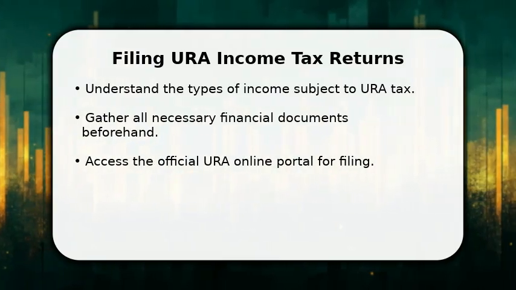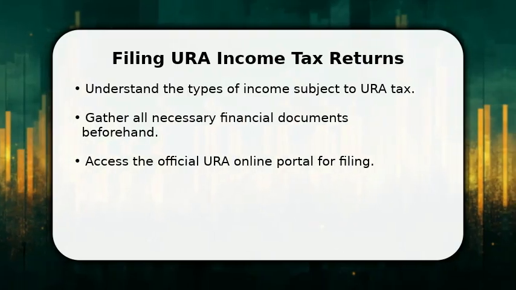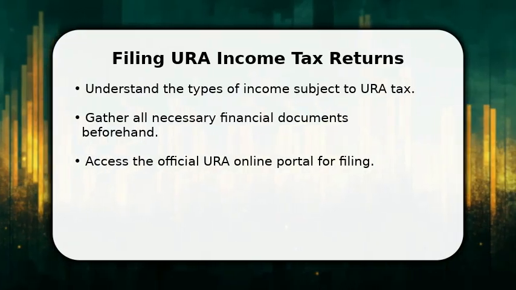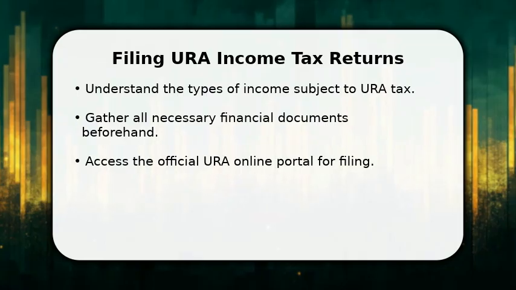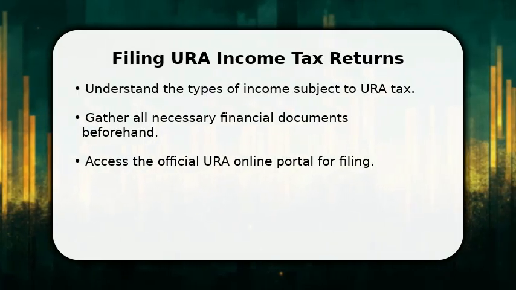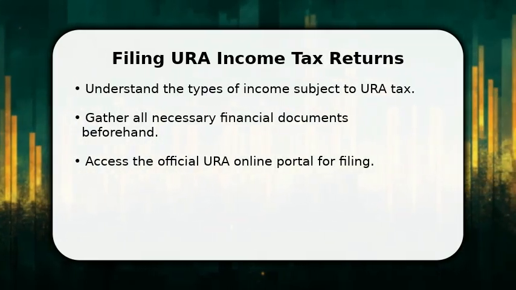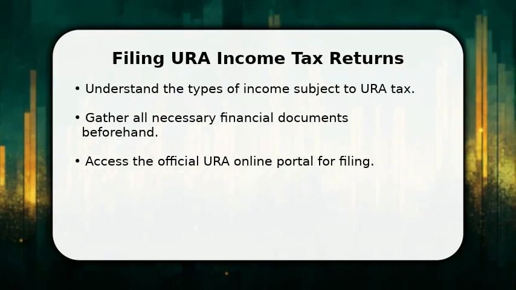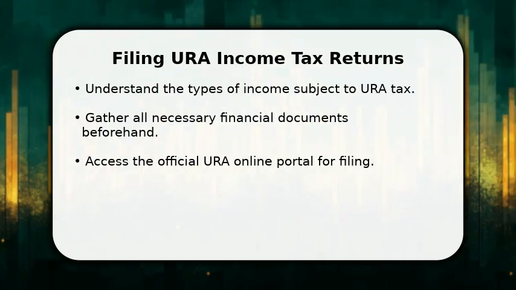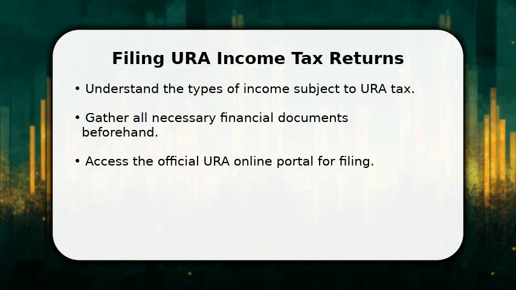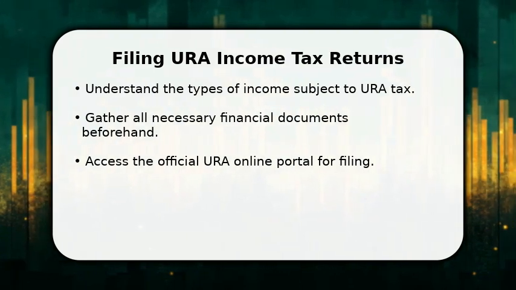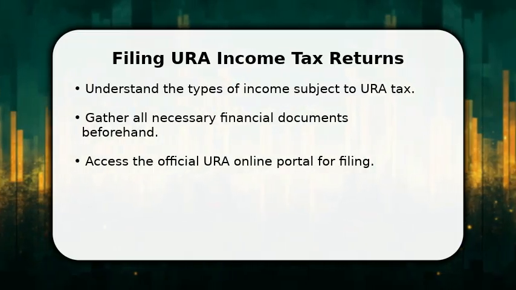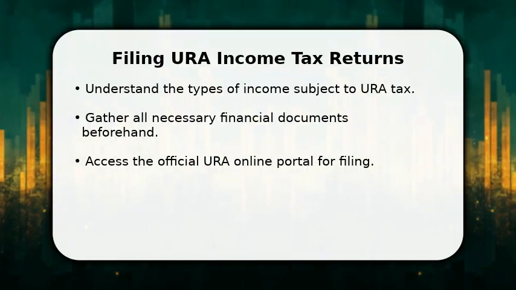First, you must identify all sources of income that are taxable under URA regulations. This includes employment income, business profits, and rental earnings. Next, gather all your financial records, such as bank statements, receipts, and payment summaries. Finally, ensure you have a stable internet connection and access to the official URA online portal, which is the only approved method for electronic submission. This preparation ensures a smooth and accurate filing process.